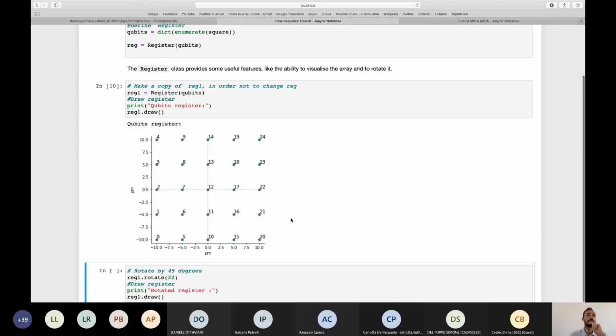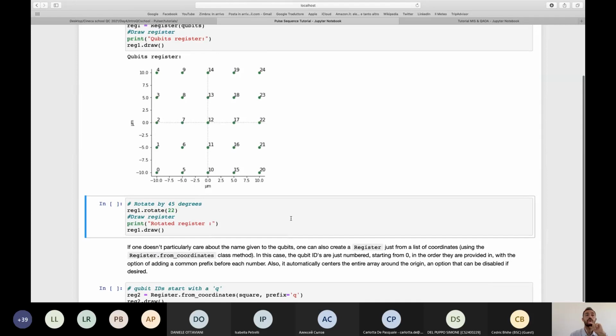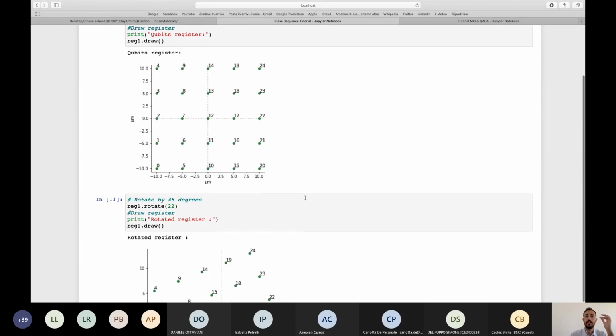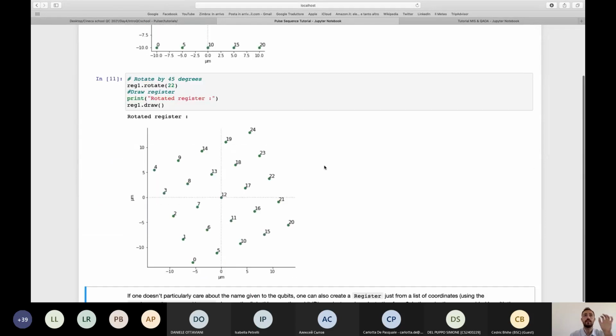Then what we're gonna do is you can also rotate, for example, the qubit register. So the meaning of this is that you can create basically the topology that you need.